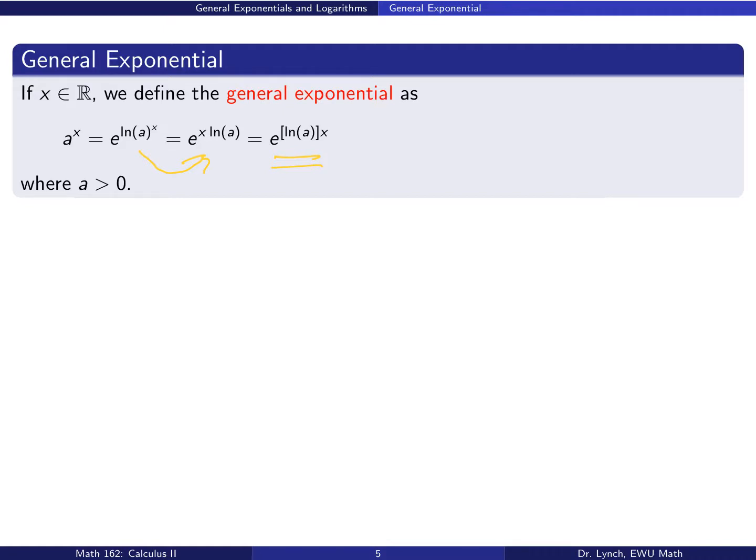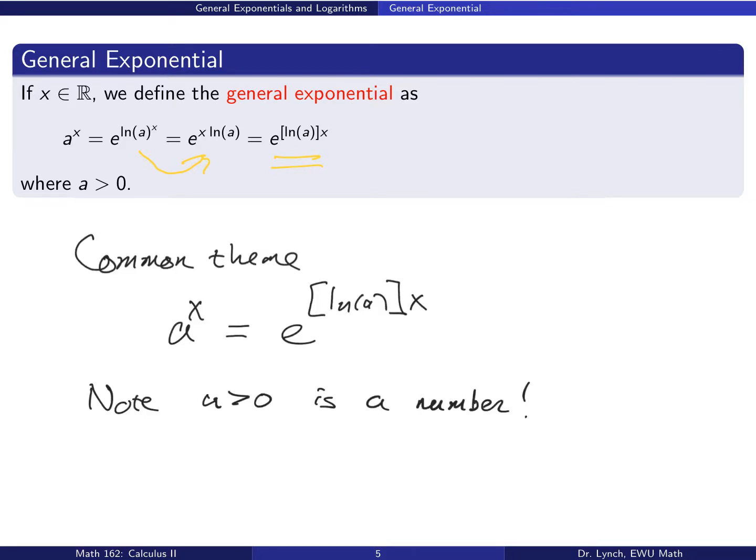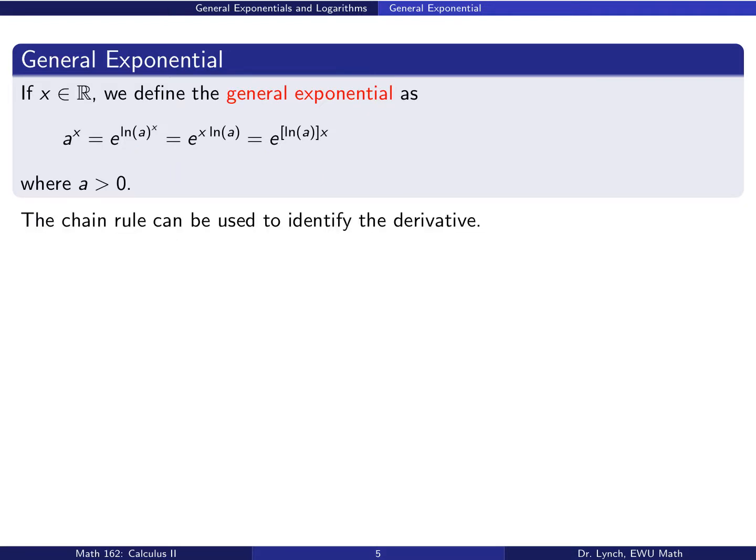This is a common thing that we're going to do, that is going back and forth between a to the x and e to the ln a times x. And the key to this transformation is the fact that a is just a constant, a positive number. So we can use the chain rule, therefore, to identify the derivative of this general exponential function. We'll start by expressing a to the x as e to the ln a times x.